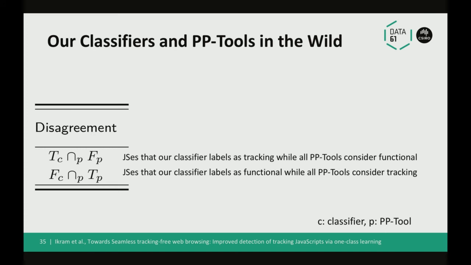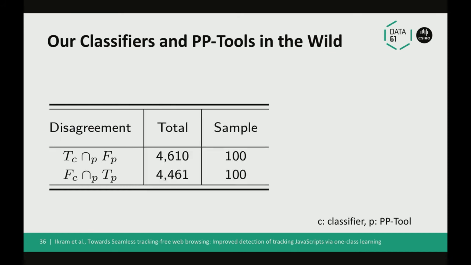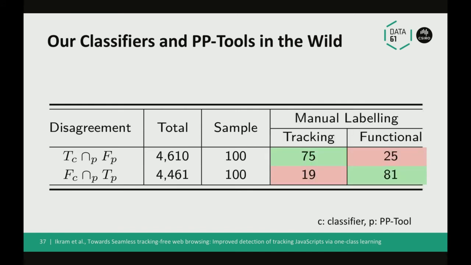We dug into this disagreement to find out whether our classifier was right or the privacy preserving tools were right. We looked into the JavaScript that our classifier labeled as tracking, while all the privacy preserving tools considered it functional. Similarly, we looked into JavaScript that our classifier labeled as functional and all the tools considered tracking. From this we have a set of more than 4,000 JavaScripts. In both cases, we randomly selected 100 samples and applied manual labeling to them.